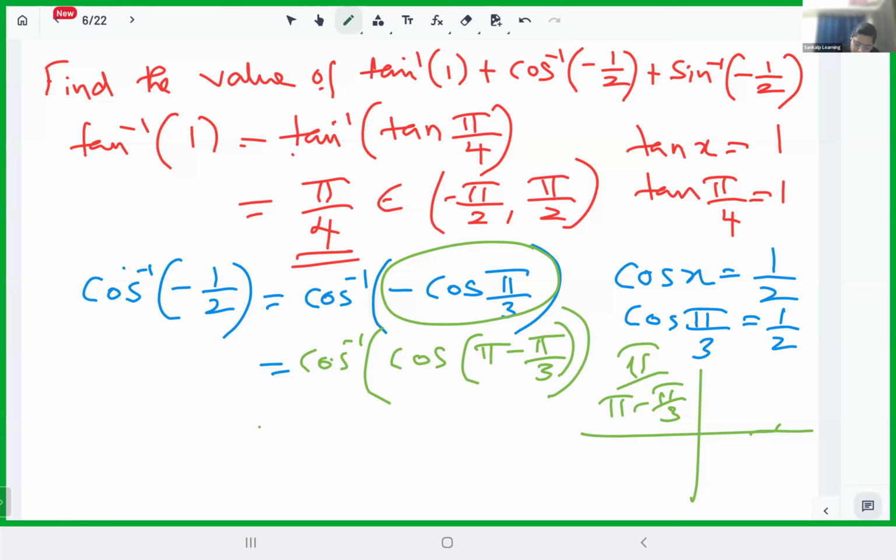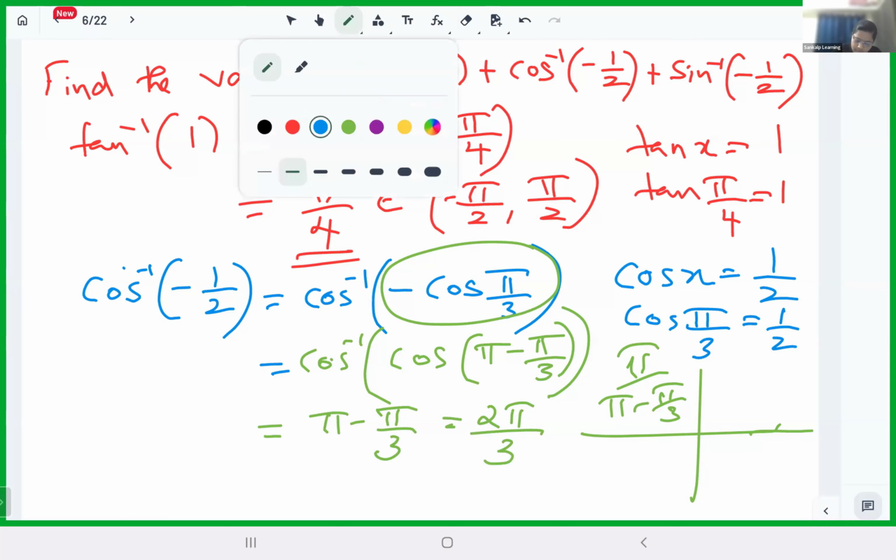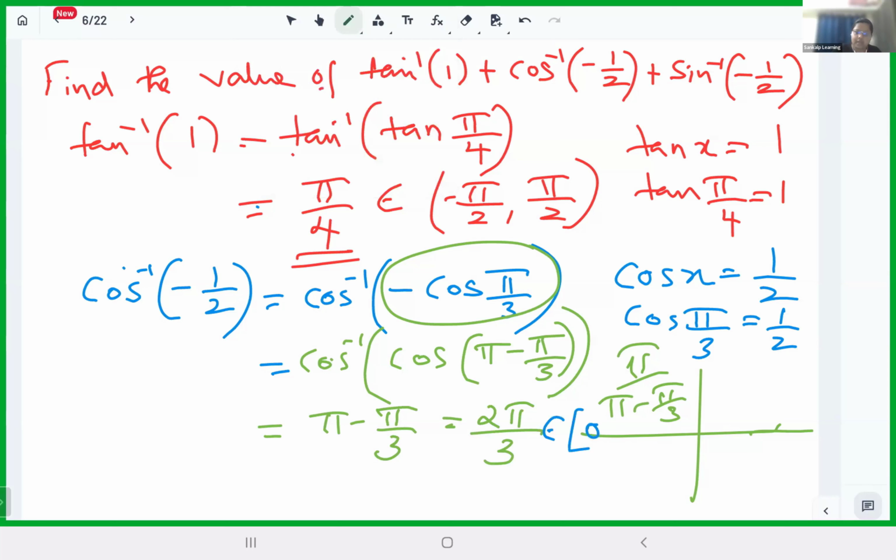All right, now we can apply the property cos inverse of cos x is equal to x, right? So this will be pi minus pi by 3. What is pi minus pi by 3? It is nothing but 2 pi by 3. And we know 2 pi by 3 clearly belongs to the closed interval 0 to pi, right? Now we are moving on to the third part, okay?